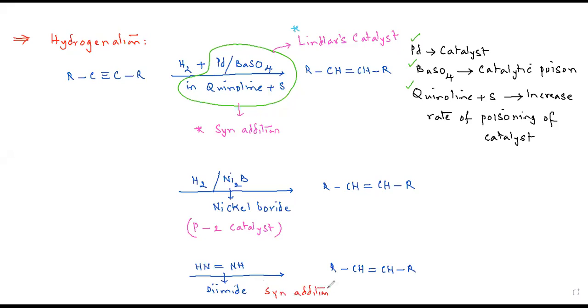I've given the mechanism with diimide from alkenes to alkanes, I mean, in the preparation of alkanes from alkenes. So these are all the reactions in which an alkyne is converted into an alkene. I can tell you that this is all partial hydrogenation. So we can write it this way.